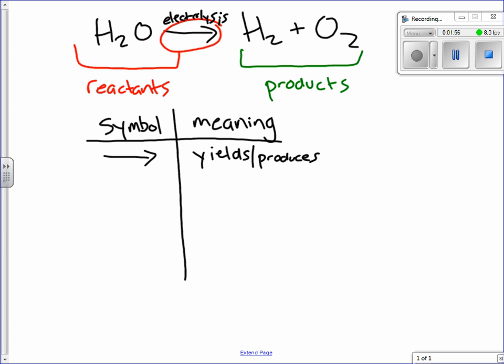The next symbol would be this plus here. Plus just means and, basically. So in this case, water decomposes to produce hydrogen and oxygen. So plus, we will just say means and.